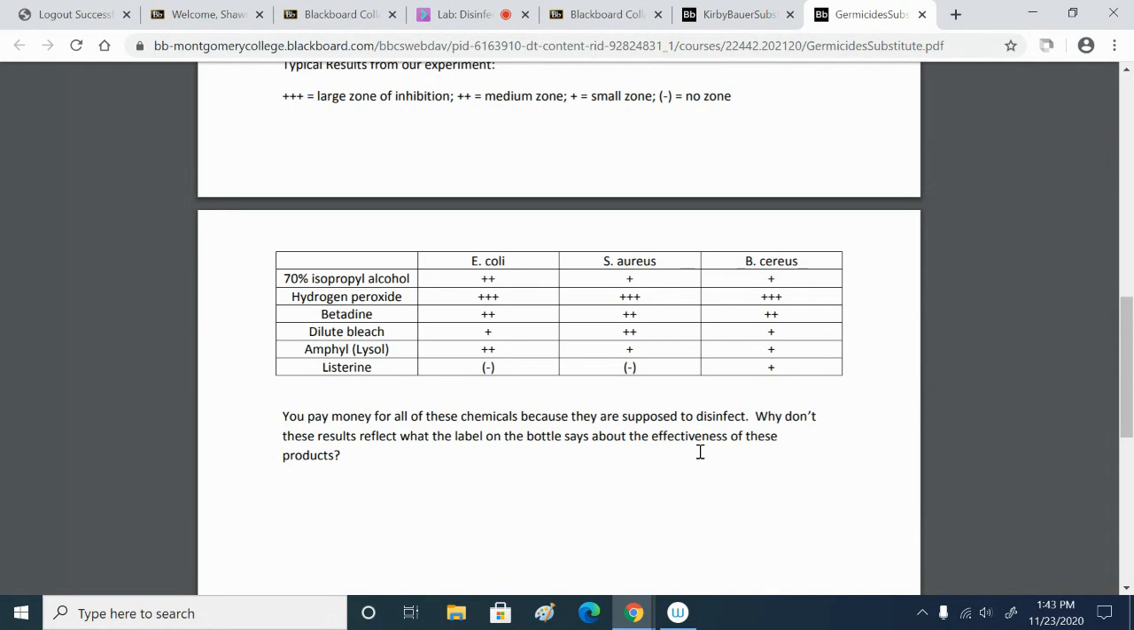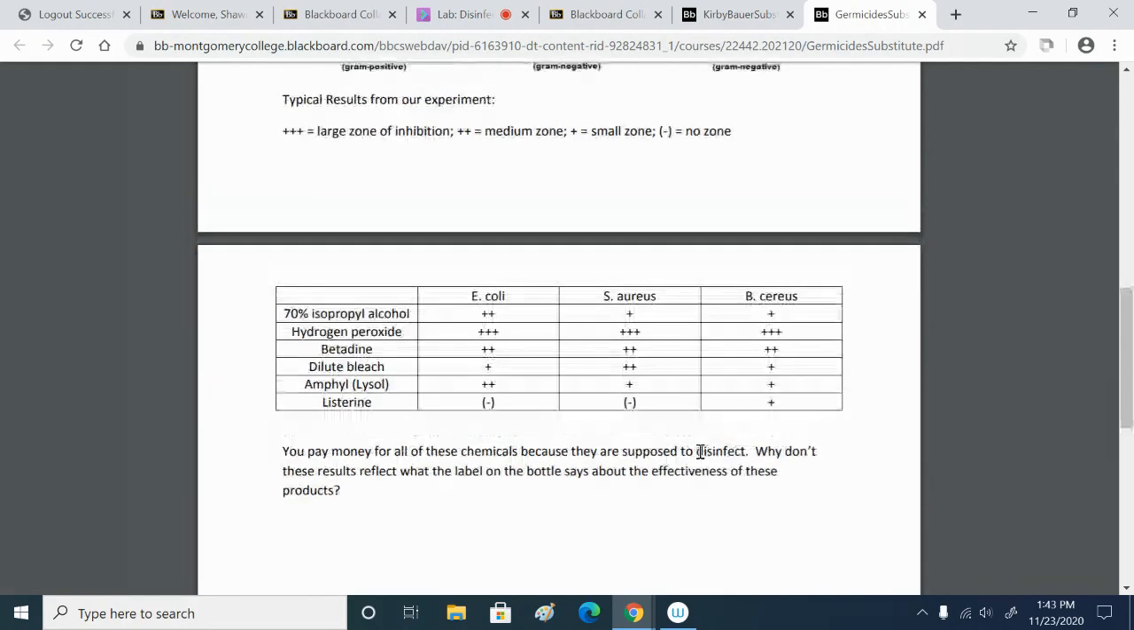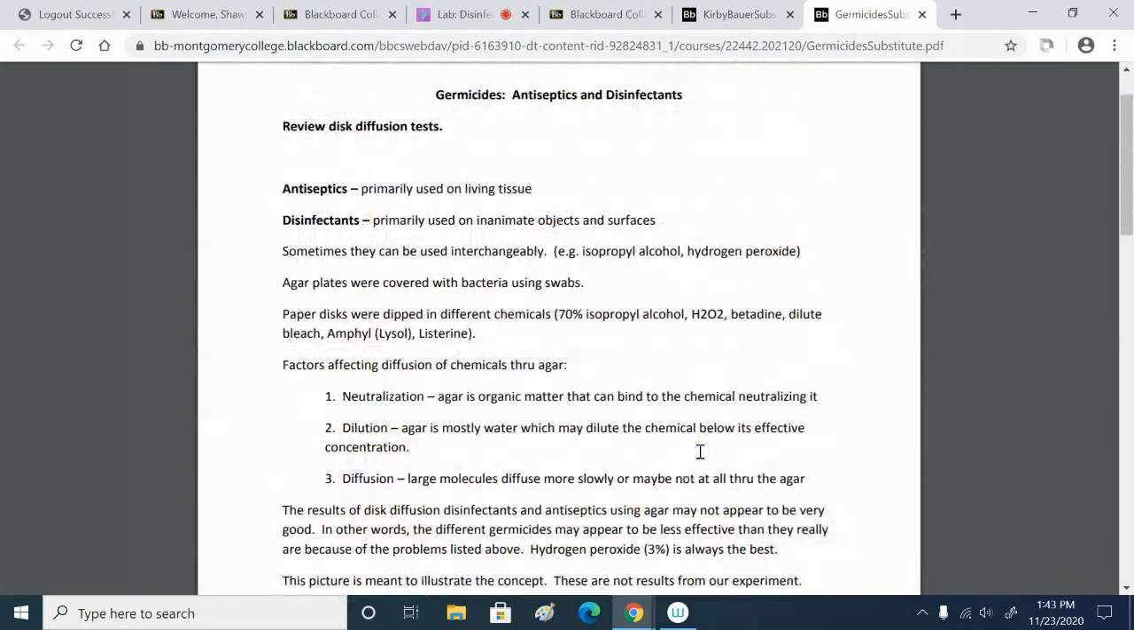One of the key ingredients of original Listerine is alcohol, and so it's being diluted. So all these chemicals do in fact work as indicated. It's just that diffusion using agar is not the best way to test for the effectiveness of different chemicals, right? Because of neutralization, dilution, and diffusion problems. So that's why the agar is not that great to use.